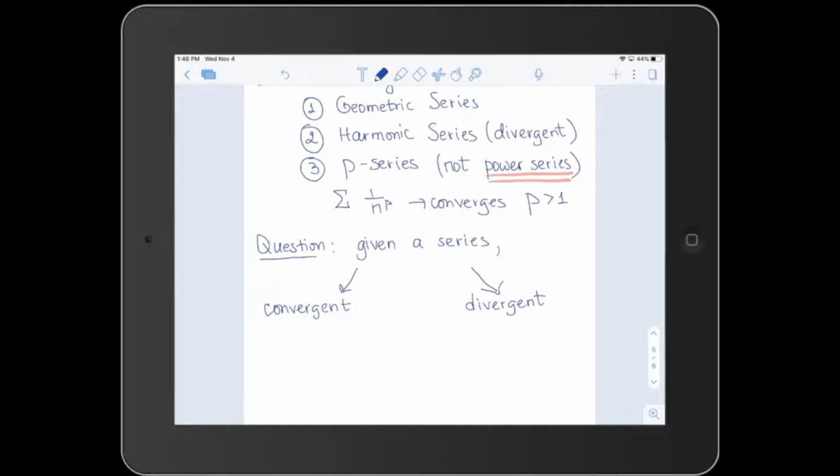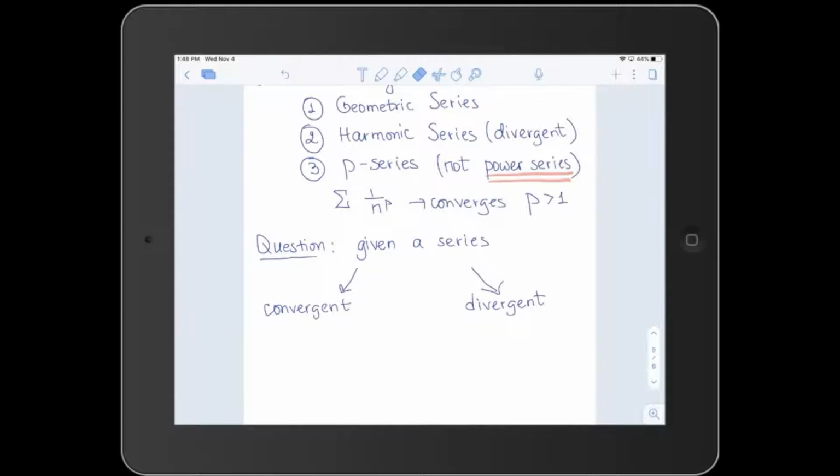And also, once we get alternating series, we will talk about conditional and absolute convergence. But for now, we're just focusing on this question. If I have a series, when does it converge? What are the conditions when it converges, and when does it diverge?